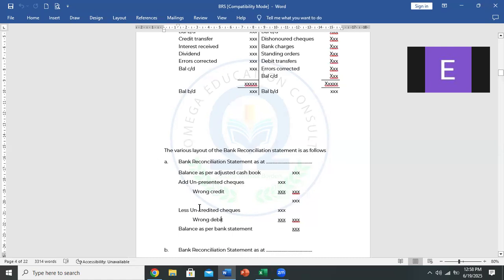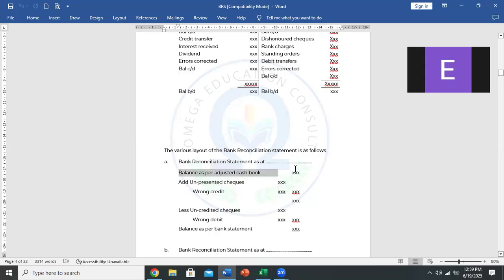Uncredited checks would always move with wrong debits. So pick that, and I'm sure you'll be comfortable as to adjusting these wrong debits and wrong credits. Okay. So when you are learning, you can say, okay, balance as per cash book, you add unpresented checks, less uncredited checks. Then you remember, okay, uncredited checks go with wrong debit. So wrong credit also goes with the unpresented check. Good. Now this is the case where the balance as per the cash book is positive or is favorable.